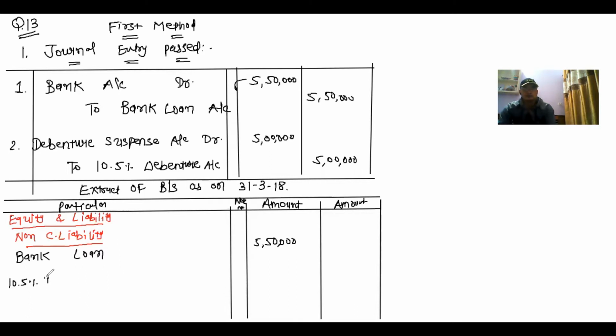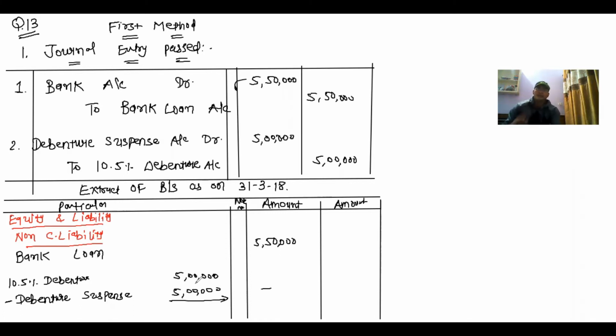10.5% debenture. Debenture raised for 5 lakh rupees. Now less debenture suspense for 5 lakh rupees. So overall, in the outer column there is no debenture presented, because this debenture is with the bank as a collateral security.